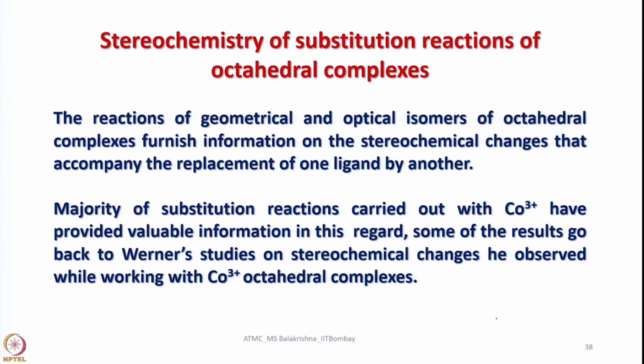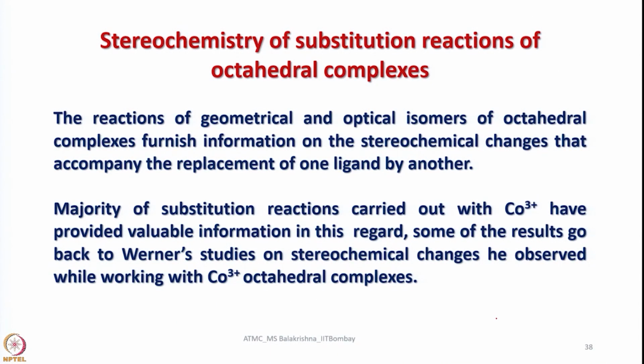With this information on substitution reactions in octahedral complexes, now let us try to understand the stereochemical consequences of substitution reactions in octahedral complexes. What happens when we perform a reaction? If there is a possibility of formation of isomers, whether geometrical or optical isomers, then what kind of isomers are formed, that information is very vital. So, the reactions of geometrical and optical isomers of octahedral complexes furnish information on the stereochemical changes that accompany the replacement of one ligand by another one.